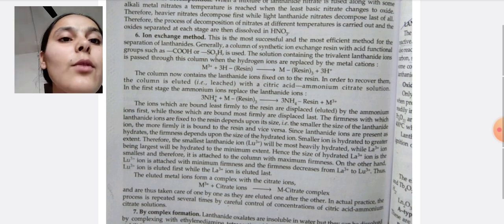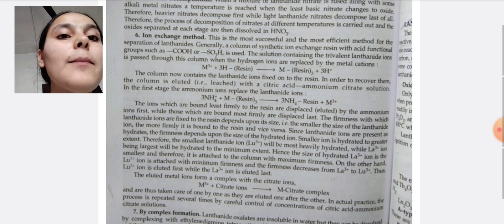The column now contains the lanthanide ions fixed onto the resin. In order to recover them, the column is eluted with a citric acid, ammonium citrate solution. In the first stage, the ammonium ions replace the lanthanide ions. The ions which are bound least firmly to the resin are displaced by the ammonium ions first, while those bound most firmly are replaced last.